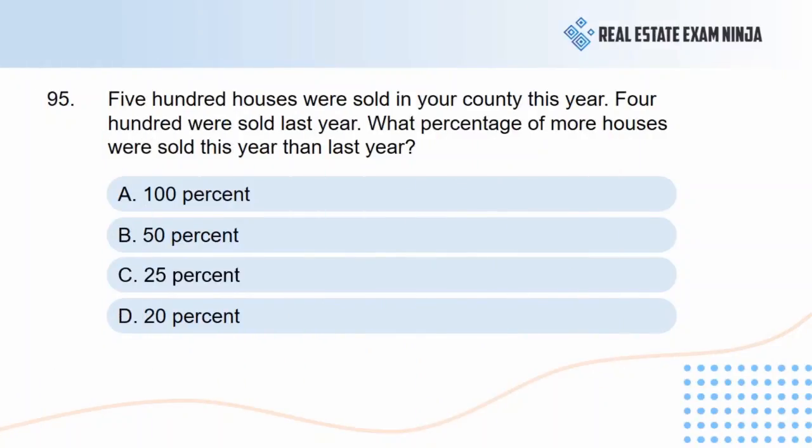Number 95. 500 houses were sold in your county this year. 400 were sold last year. What percentage of more houses were sold this year than last year? A. 100%. B. 50%. C. 25%. D. 20%.